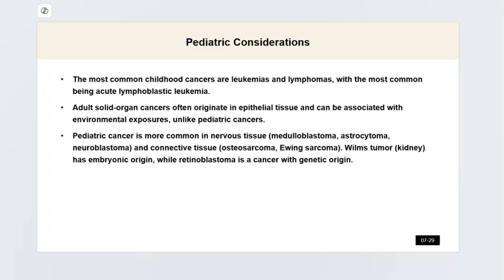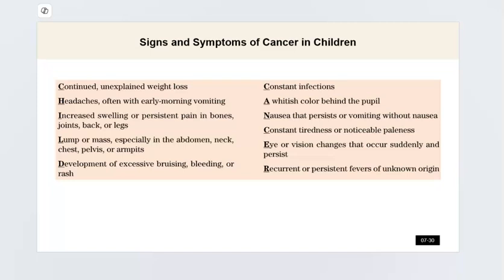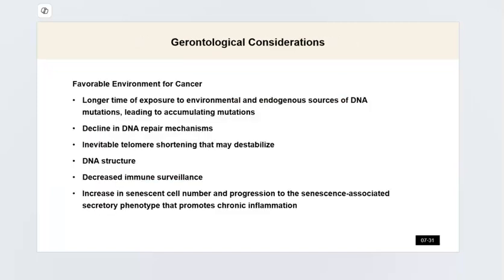Box 7.2 presents signs and symptoms of cancer in children. That's a little bit different than what we look for in adults. And they give a couple of examples of these different conditions. Those are the signs and symptoms of the cancer in children.